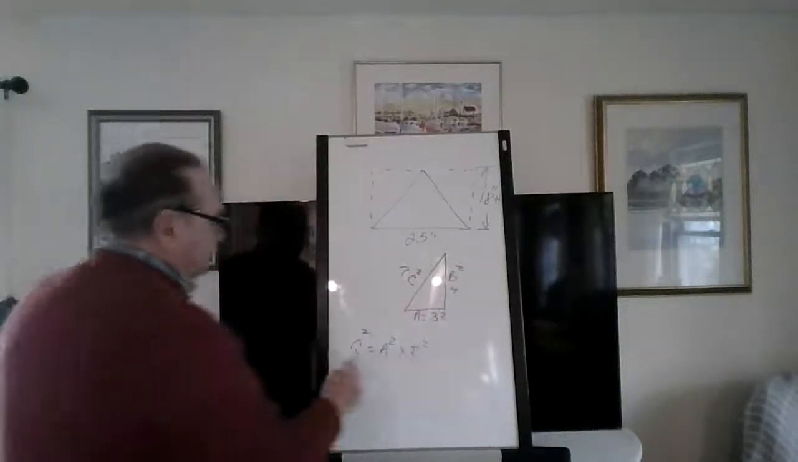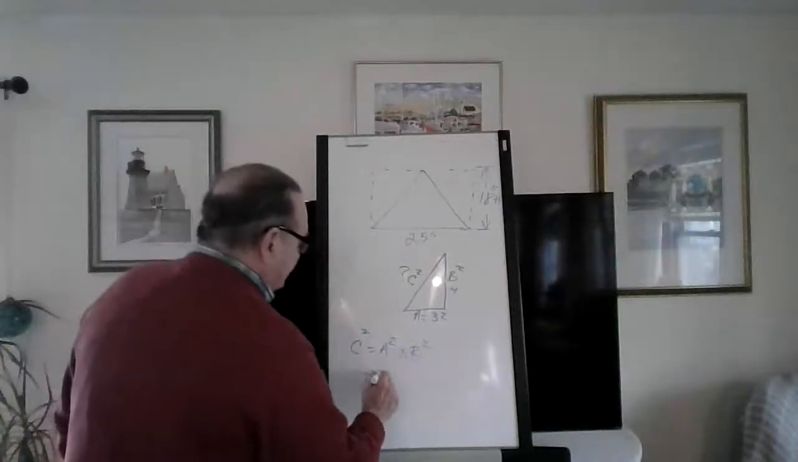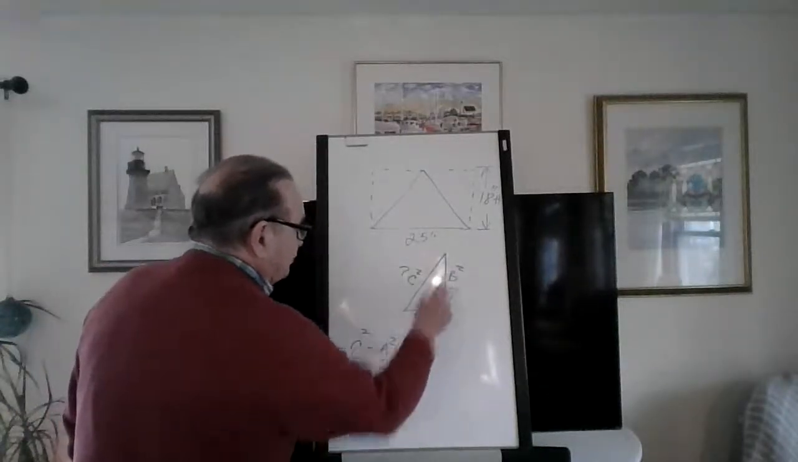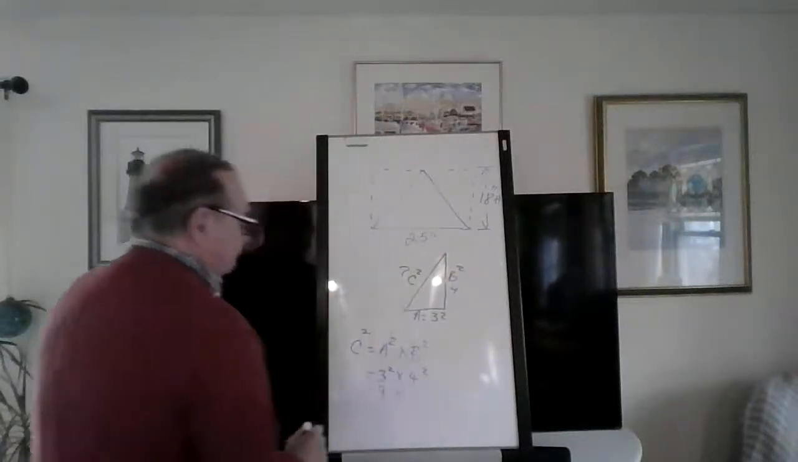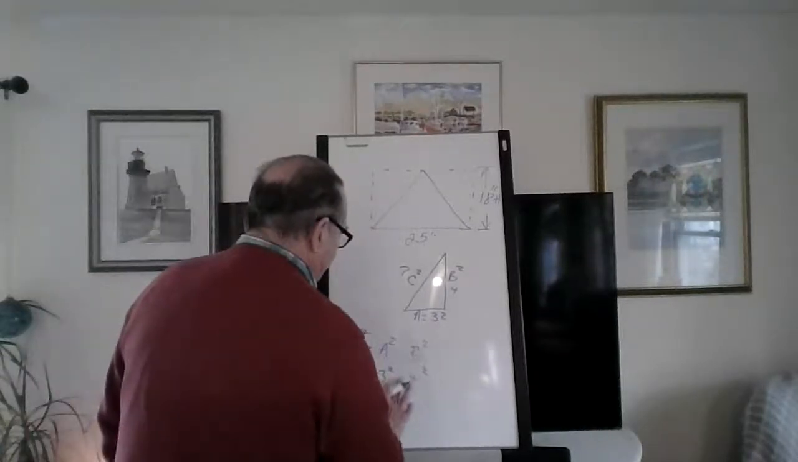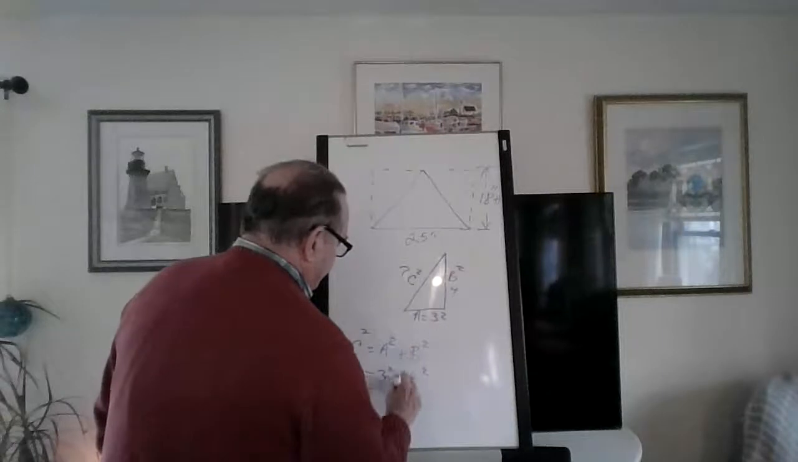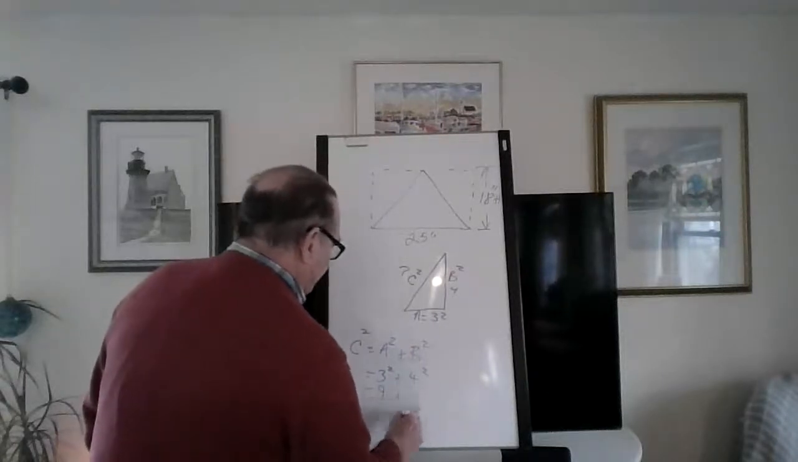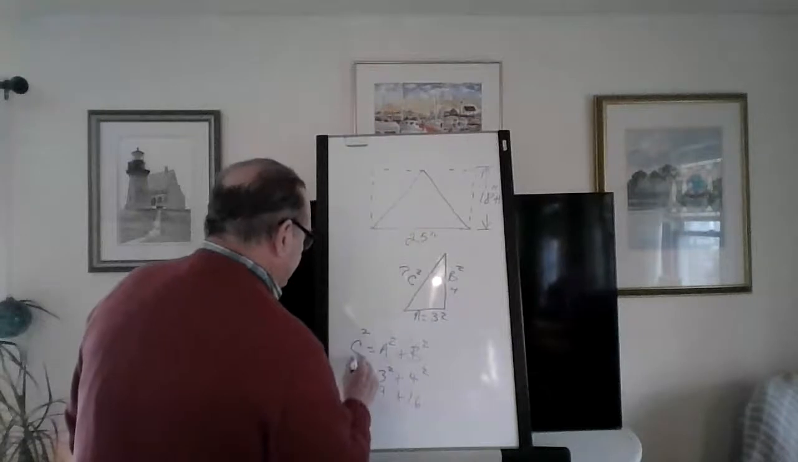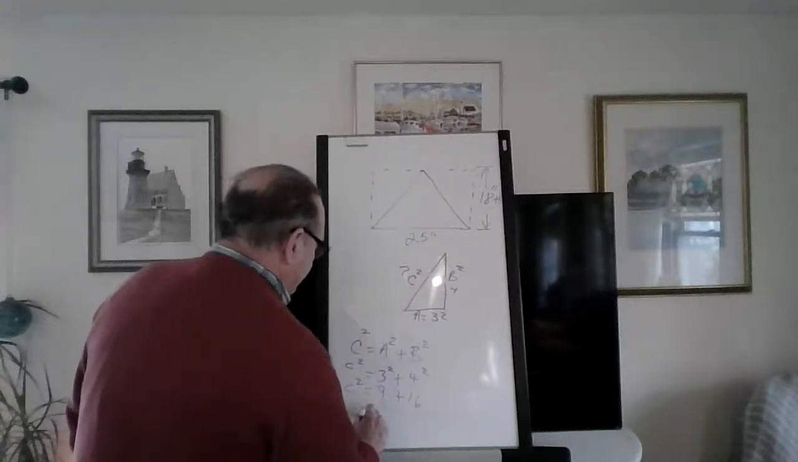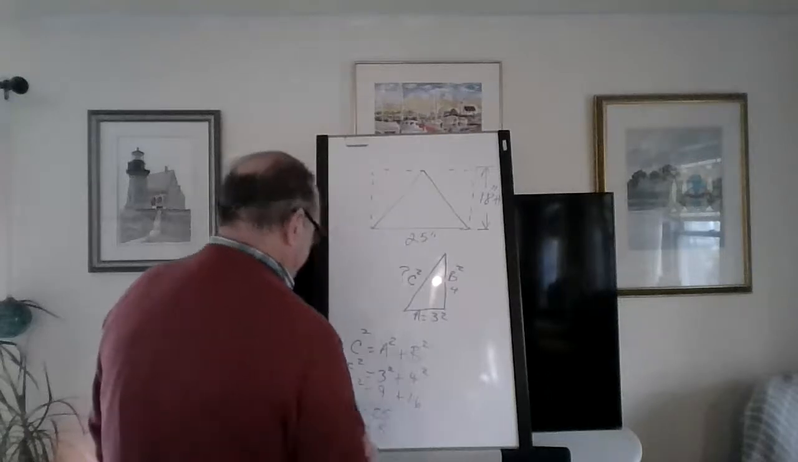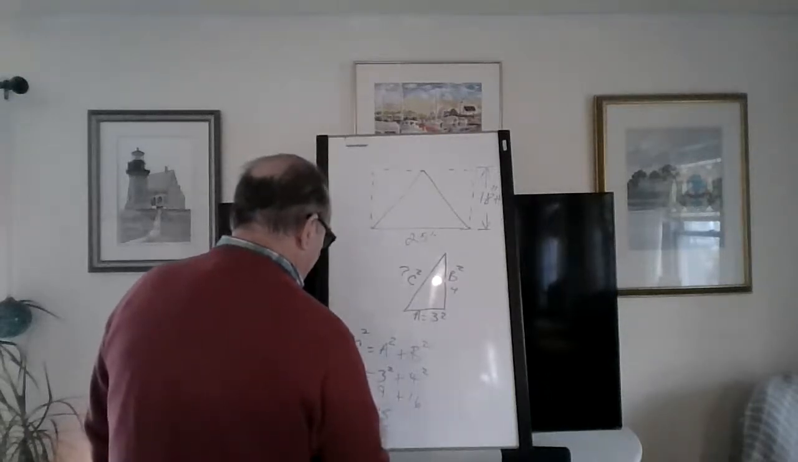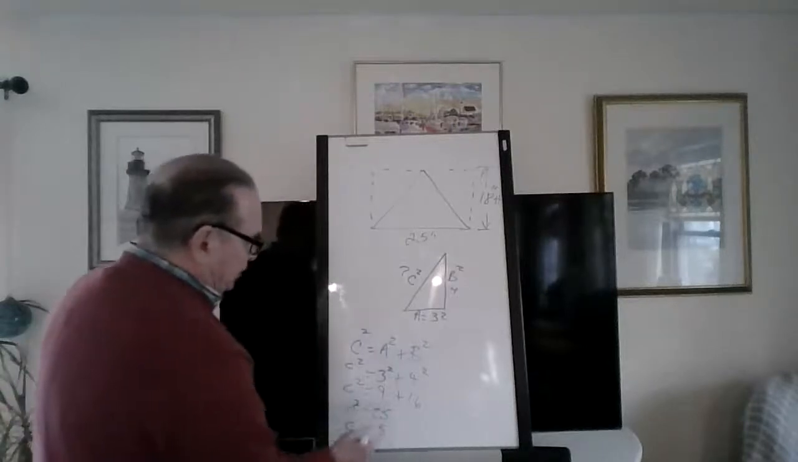I don't know what C is, but I know what A is. A is 3, and B is 4. So this is 9 plus 16. Okay, so C squared equals 25. Square root of 25 is 5.